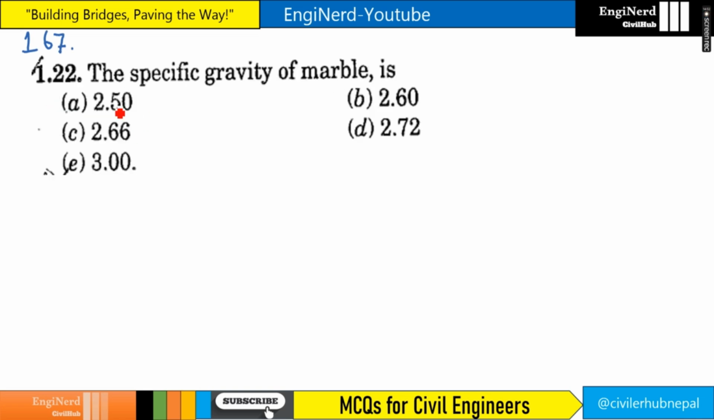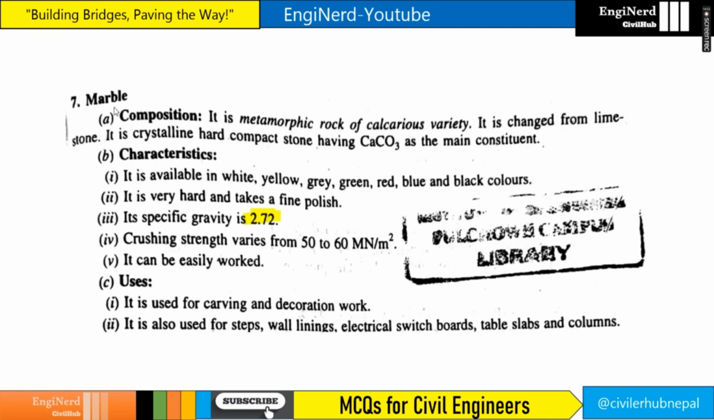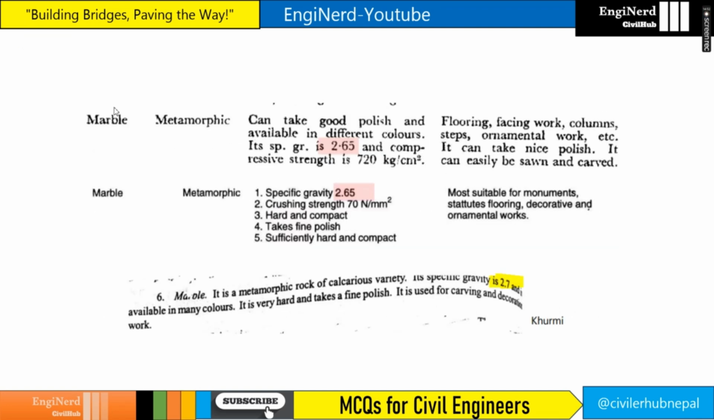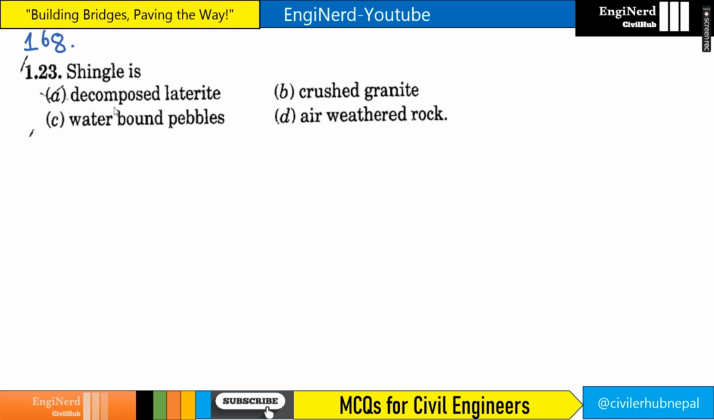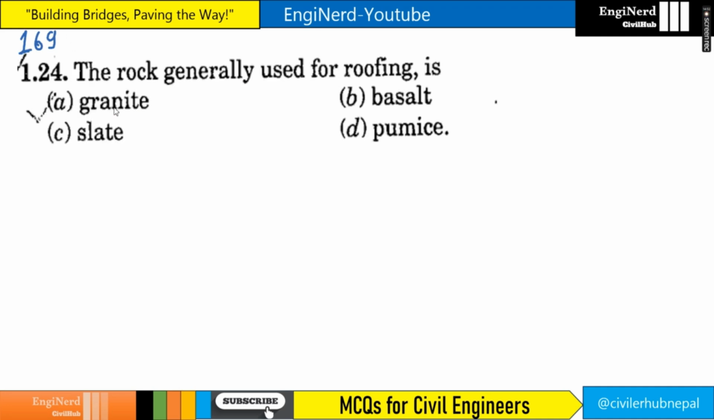The specific gravity of marble, the answer is 2.72. If you see here in the book, 2.72. And if you see other books, you may also find 2.65 as answer, but the answer is 2.72 here. Shingle is water-bound pebbles, right? Decomposed laterite is not the answer. The rock generally used for roofing is known as slate.